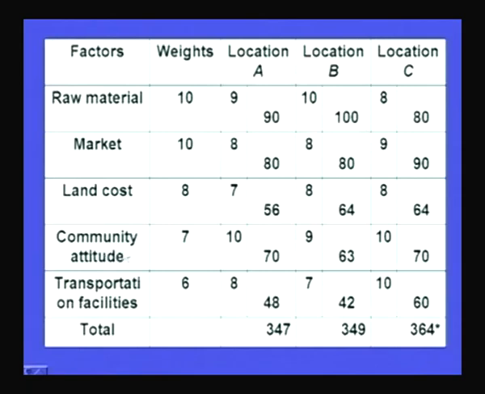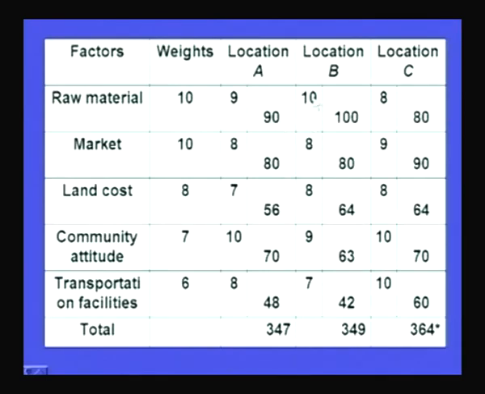Similarly, on community attitude, location A has been given 10 marks, location B has been given 9 marks and location C has been given 10 marks. Now, I have been using the word marks, we can also say these are points, that so many points have been given to this particular location. Now we multiply the weightage with the points that have been given to that particular alternative. Location A has got 9 in raw material and the total weightage given is 10. So 10 multiplied by 9 we get 90 here.